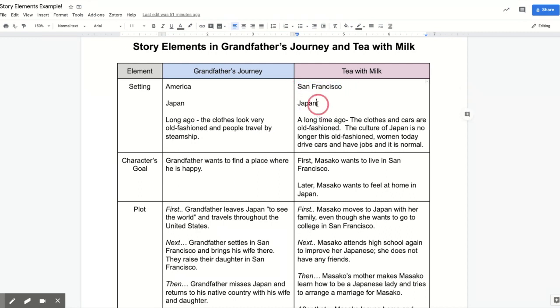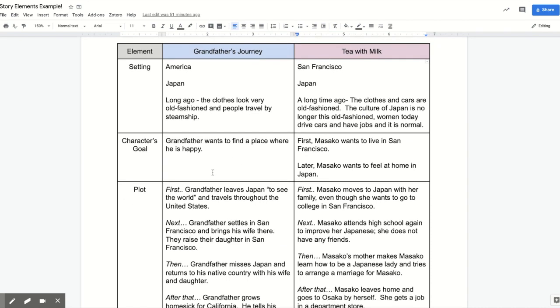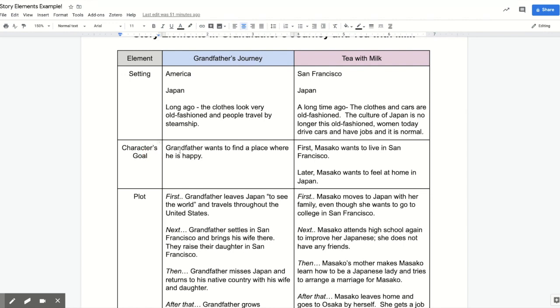We know specifically that Masako was born in San Francisco, and then we know that she moved to Japan. The setting is also a long time ago because we know the clothes and cars are old-fashioned. Also, we know this took place a long time ago because the culture of Japan is no longer this old-fashioned today. And women today drive cars, have jobs, and it is normal, and we can almost say it is Western, right? Similar to us, if you go to Japan, especially the capital, Tokyo, it'll look very similar to New York City. All right. Now, for the character's goal.